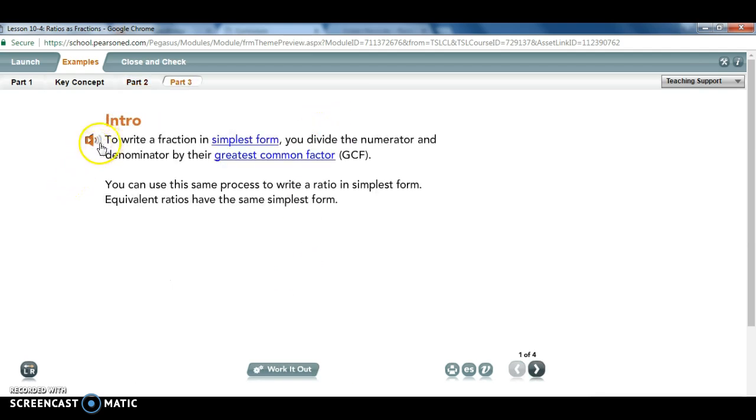Moving on to part 3. To write a fraction in simplest form, you divide the numerator and denominator by their greatest common factor, the GCF. You can use this same process to write a ratio in simplest form. Equivalent ratios have the same simplest form. So just to rephrase it, it's making sure that you realize that when you reduce fractions to their simplest form by using the greatest common factor, when you get it as small as you can possibly get it, you use that same process to find ratios in simplest form.